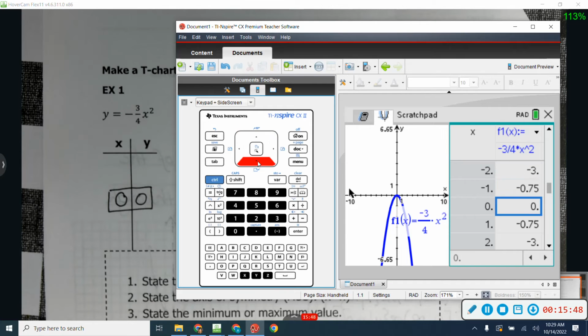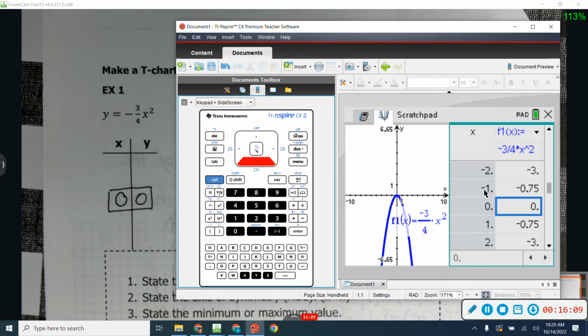Now, how do I know that 0, 0 really is my vertex? Y'all remember what happens in the table? The y values mirror each other, right? They repeat around that y value vertex. Okay, so that's a way to self-check whenever you're identifying.